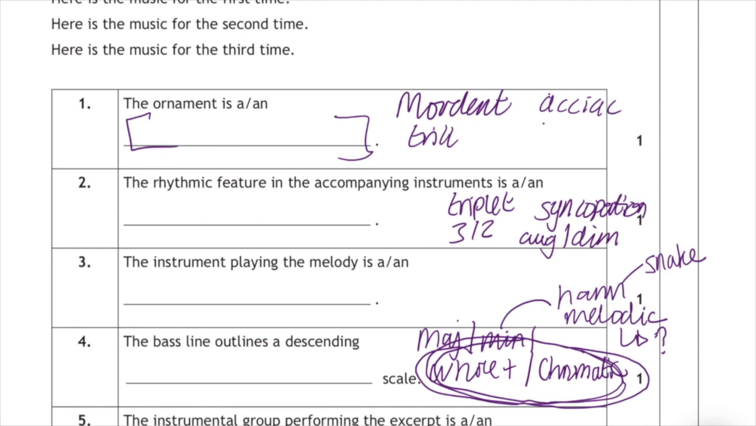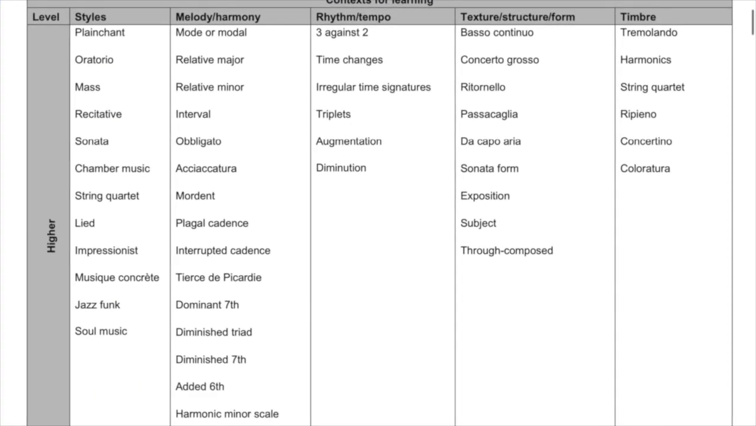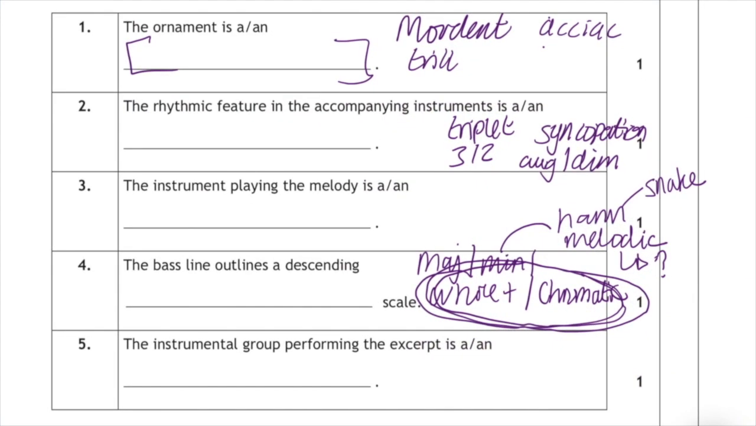The instrumental group performing the excerpt is, well, that's when you're going to refer back to your wonderful grid that you have and consider which instrumental groups you have learned about, which instrumental groups you expect to hear. Obviously, a good bit of exam technique is to think of, hypothetically, if you have the instrument playing the melody as a trumpet, what instrumental group would that belong to? That's normally going to steer you in the right direction. If you identify it as a string quartet, for example, obviously the instrument playing the melody is going to have to belong to that group. A bit of common sense applies.